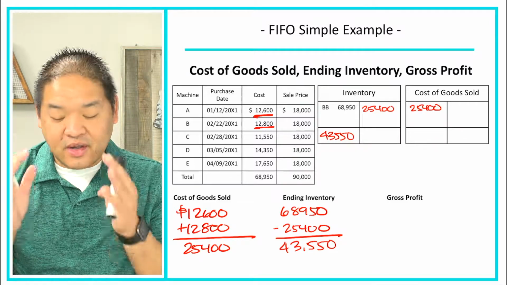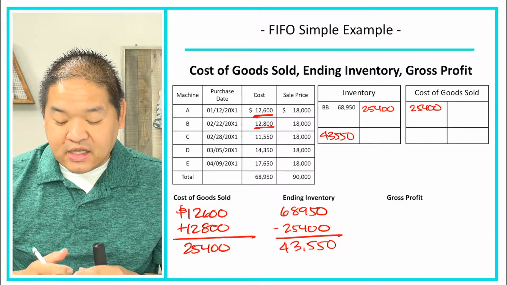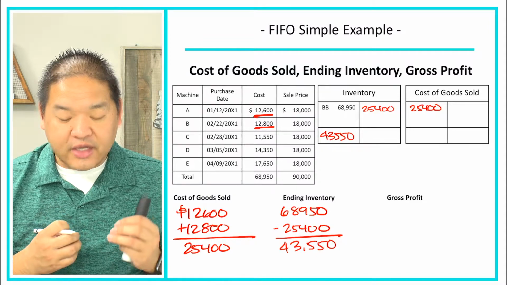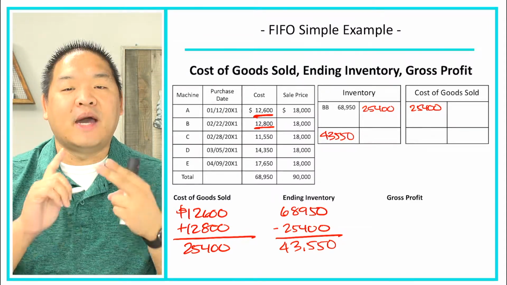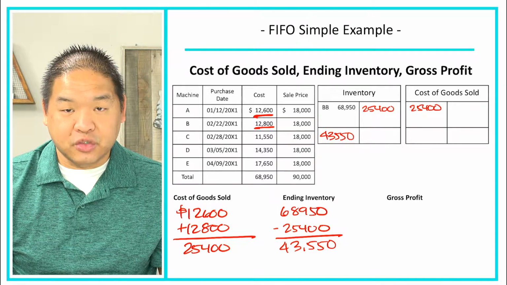Probably should check my work, but that's what it should be. All right, so we also need to calculate gross profit. How do we calculate gross profit? It's revenues minus cost of goods sold equals gross profit.